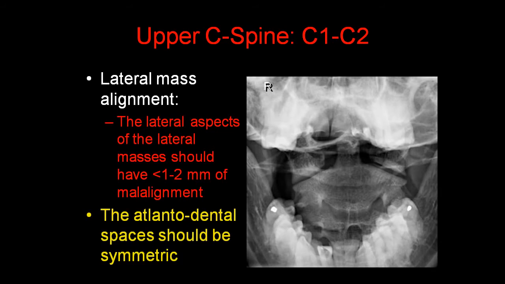On the odontoid view, it's very important to look at the alignment of the lateral masses of C1 and C2. The lateral aspects of the lateral masses should have less than 1 to 2 millimeters of malalignment. In addition, the atlantodental spaces should be symmetric.